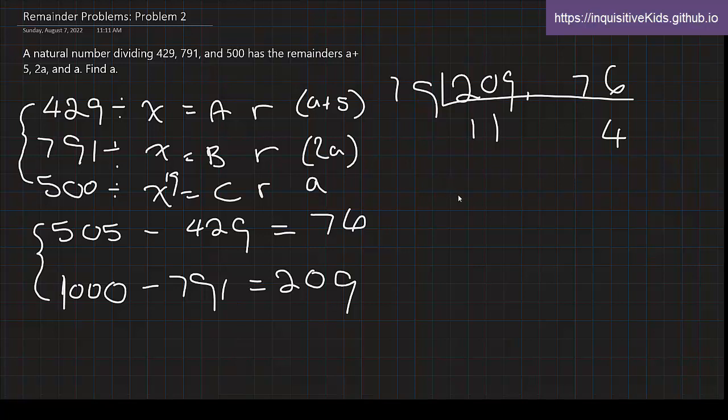So then what would a be? Well, substitute 19 as x, divide that into 500, and you can find both c and a. And in the end, a is equal to 6.